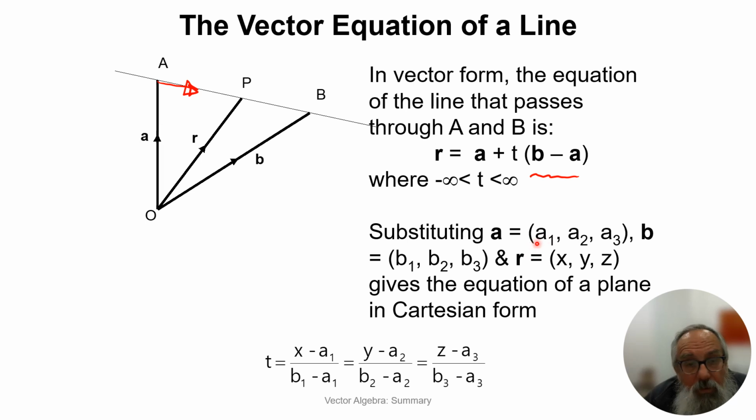Each of these components are x, y, z for r, a1, a2, a3 for A, and b1, b2, b3 for B, and we can expand that and equate them to t. This is the usual convenient form. It's a slightly strange form, but this is the way we normally represent the Cartesian form of an equation of a line.